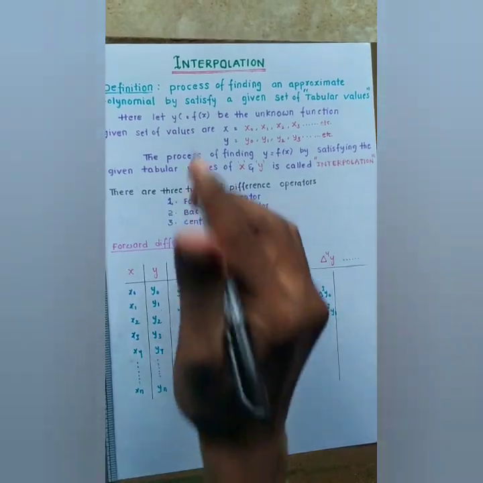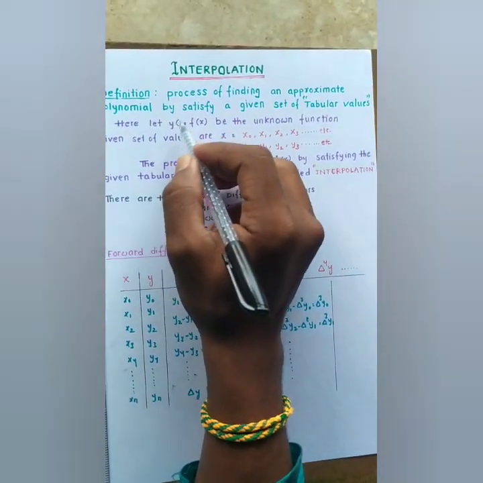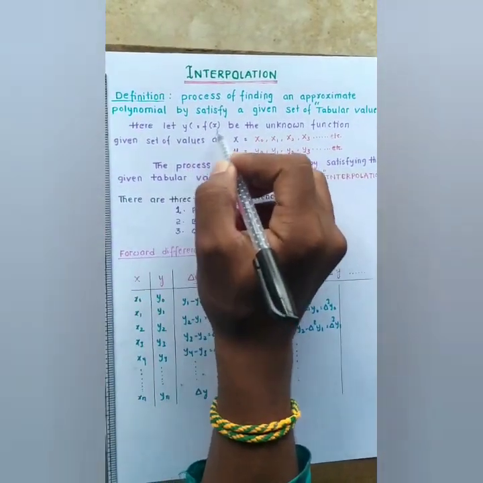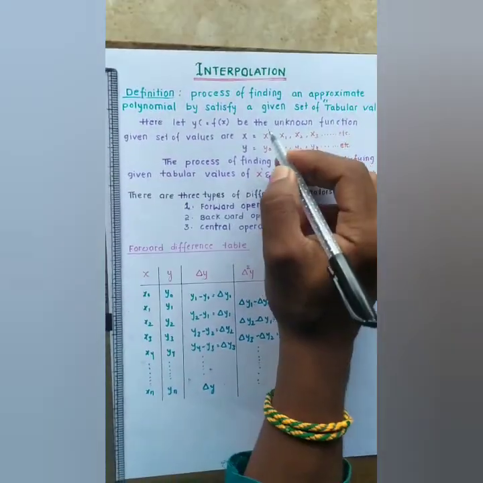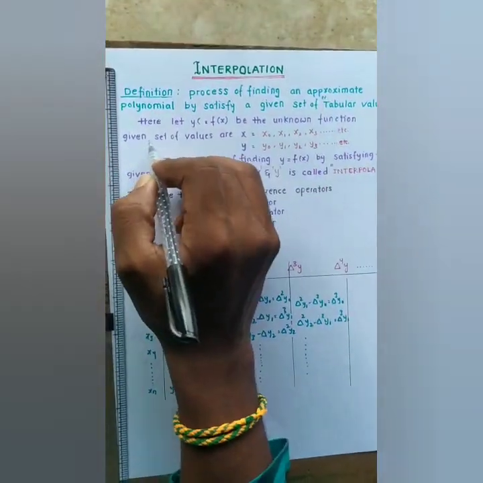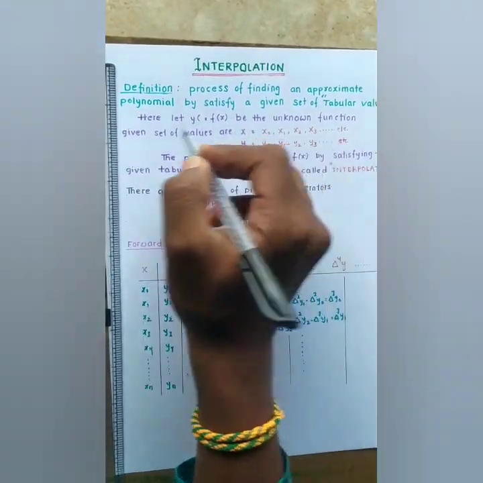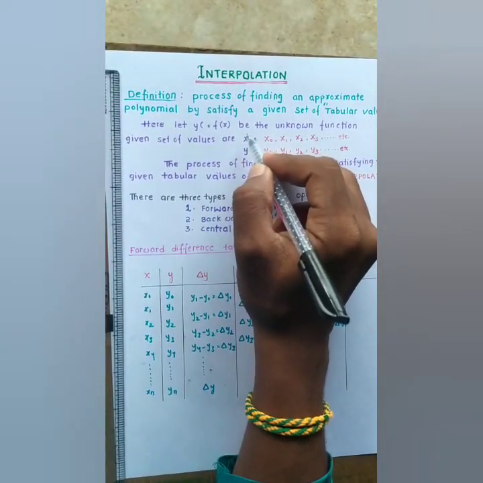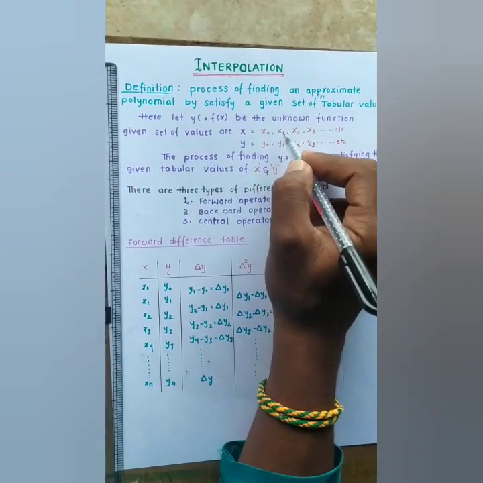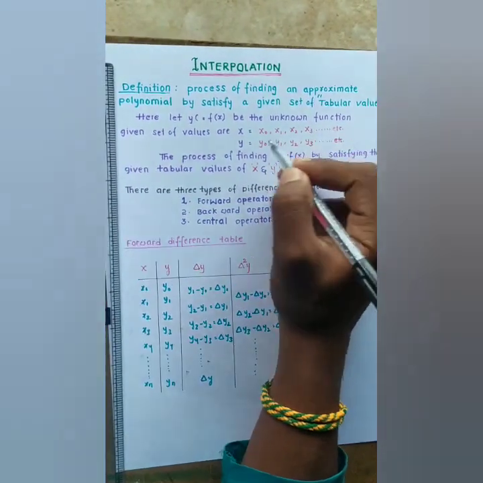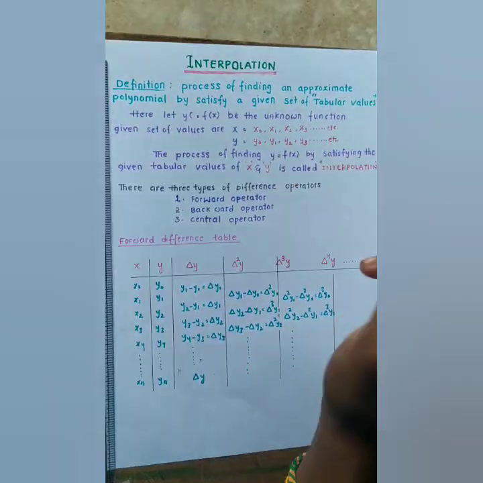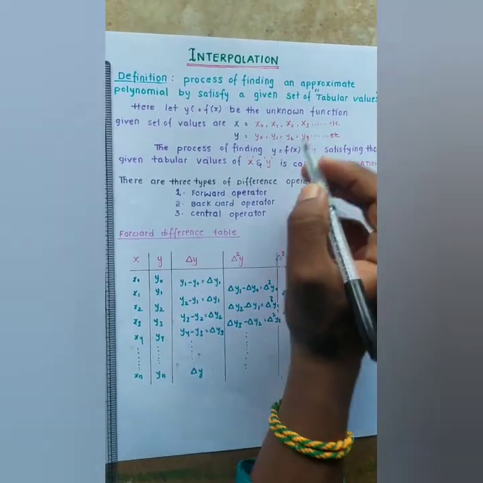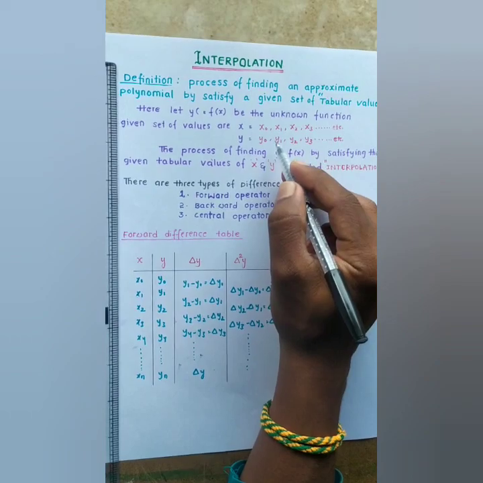Let's see. First, y is equal to f of x. This is the unknown value, which we can assume is given by an unknown function. The given values of x and y are x0, x1, x2, x3, etc., and y0, y1, y2, y3, etc. These are the given values of x and y.